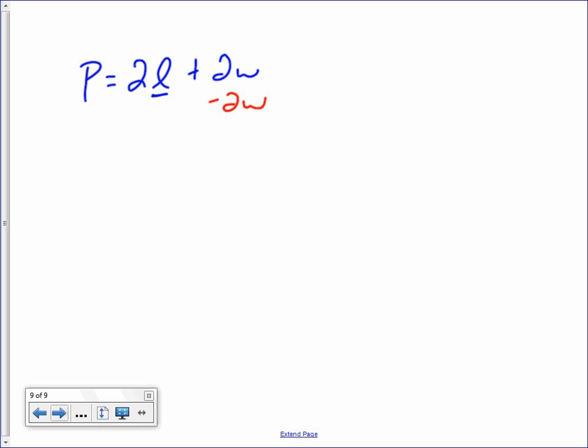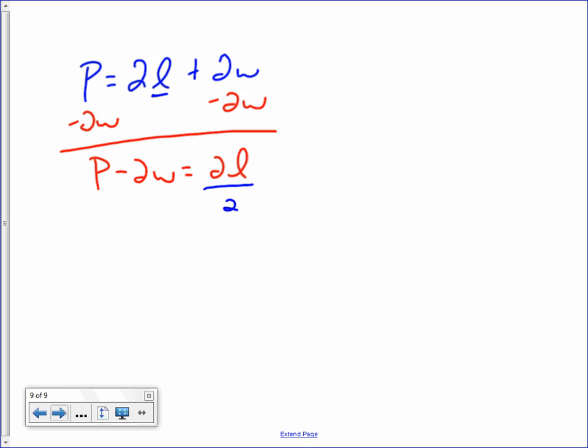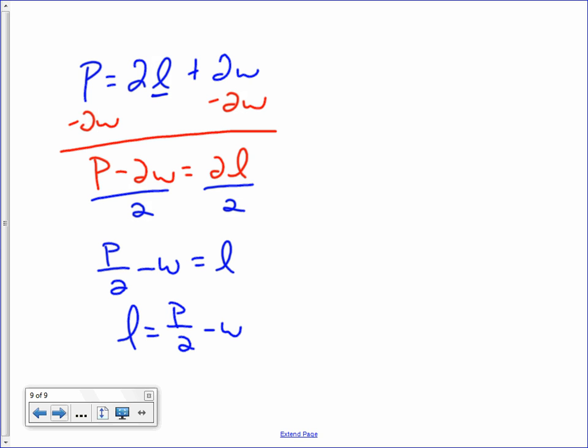So if we minus the 2W, we're going to be left with P minus 2W is equal to 2 times L. So, we don't want two L's though, we just want a single L. So again, our final step, in this case, we would be dividing by 2. So we divide both sides by 2, and you'd be left with P divided by 2 minus W equals L, or L equals P divided by 2 minus W. Now, what does that mean in words? It means the length of a rectangle is equal to your perimeter divided by 2 minus the width.